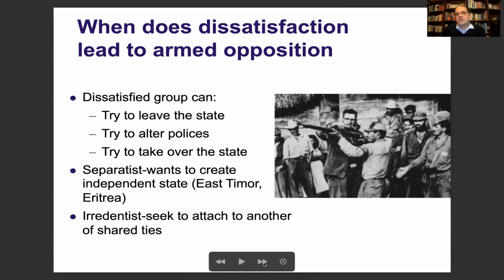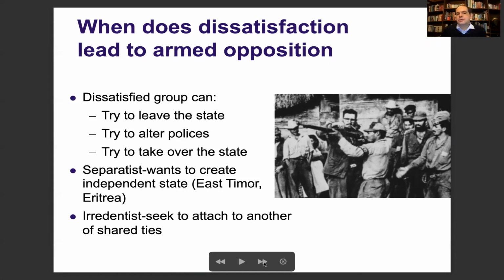aspects is that, of course, groups can be dissatisfied. They could even try to leave the state. They could try to alter the policies, or try to take over the state. So these are three mechanisms which are very frequent in civil unrest and civil wars. Leaving the state, separatist movements are very common and very often feel that their only possibility to reach their goal is to resort to violence.